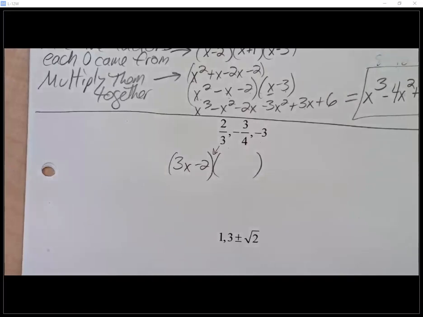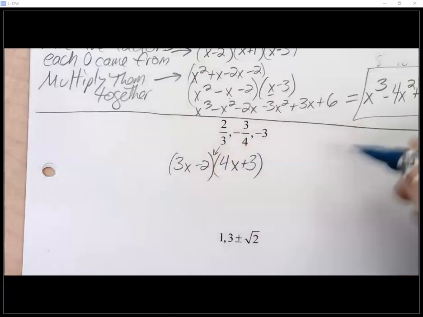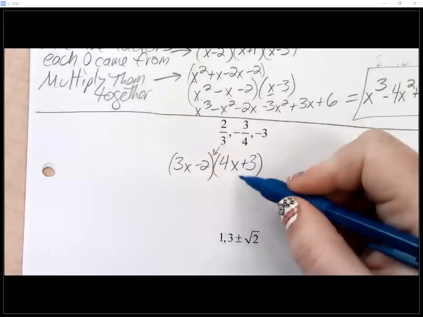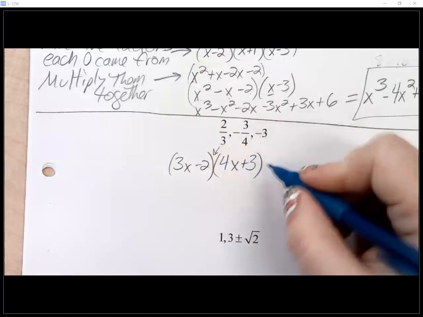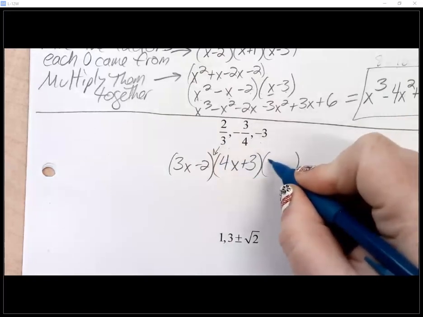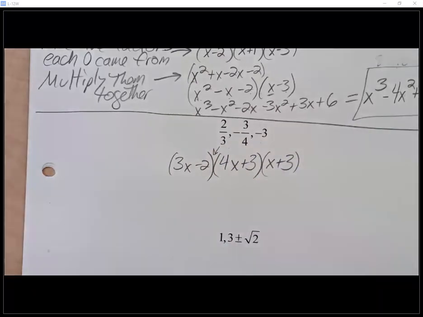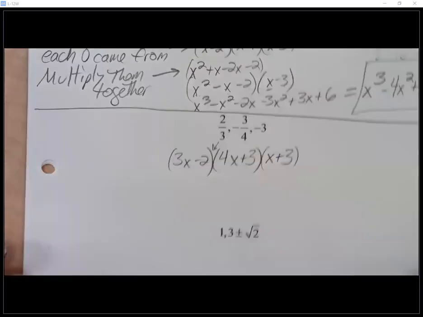You got it? Yes. What is it? 4x plus 3. Yes, 4x plus 3, right? Because wouldn't you subtract the 3 divided by 4? And then negative 3 comes from x plus 3. So that's it. I've got my factors. Now just multiply them together. So everybody go ahead, multiply them, and we'll see if we end up in the same spot.